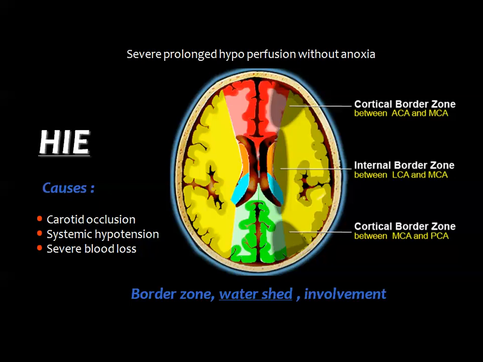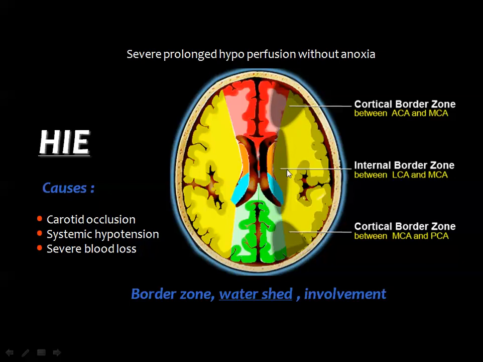Then one of the changes of hypoxic ischemic encephalopathy is what's known as the watershed infarctions or the border zone infarctions. These infarctions occur between the territories of the vessels. In here you see this is the vascular territory of the anterior cerebral artery, and the yellow is the vascular territory of the middle cerebral artery, and the green one is the vascular territory of the posterior cerebral artery.